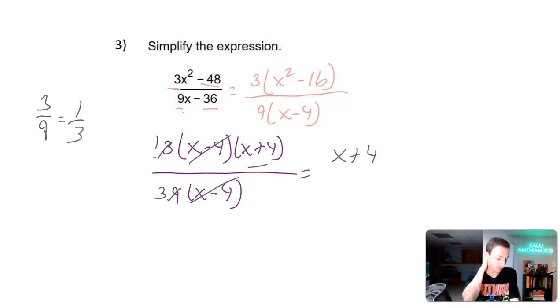If I was left with, let's say a 2, I'd have 2 times x plus 4, because it's just 2 times that. But I am not left with that. I'm just left with 1 because the 3 over 9 simplified down to 1/3. Then what do we have on bottom? We just have this 3 here. So x plus 4 over 3.